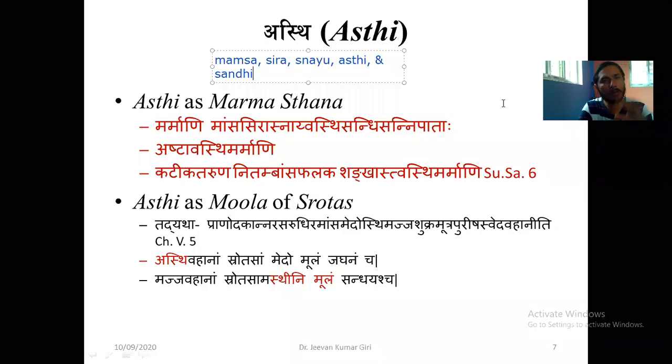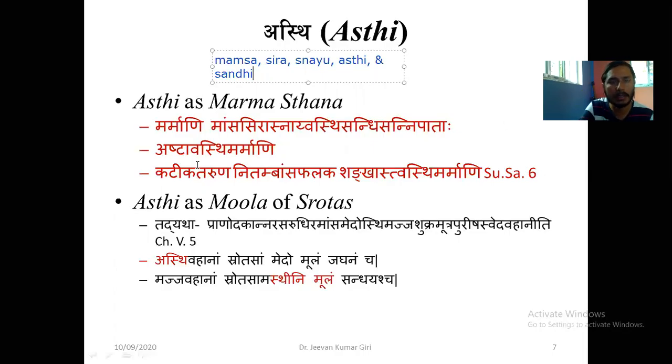See, all Marma consist of these five things. Five components are there, but the dominant structure will be one. Either Mamsa will be dominant, or Sira, or Snayu, or Asthi, or Sandhi. So due to that dominancy, they are classified. Now we are seeing the Asthi Marma because we are reading the Asthi. Total there are 8 Asthi Marma in the body. Ashtau Asthi Marmani.